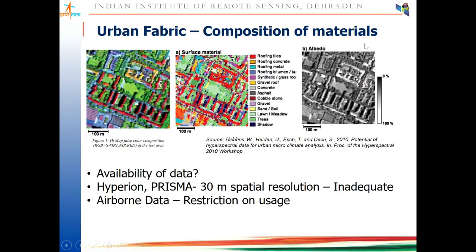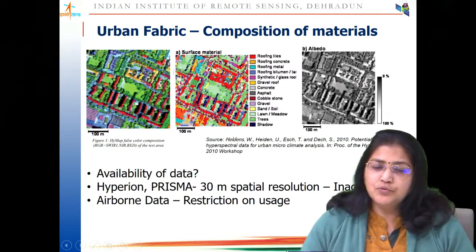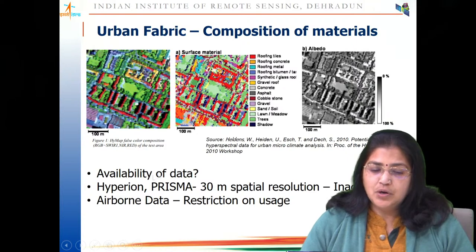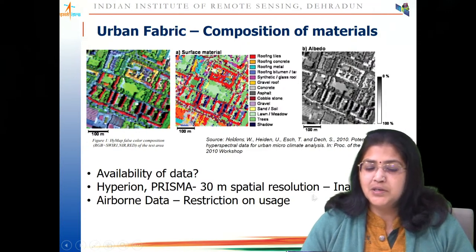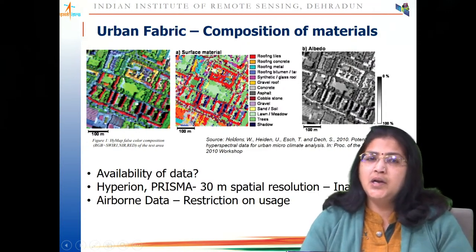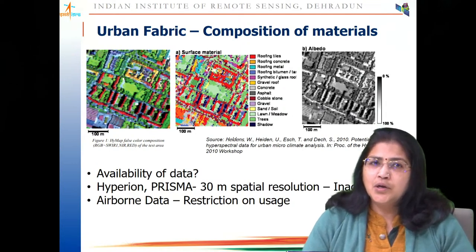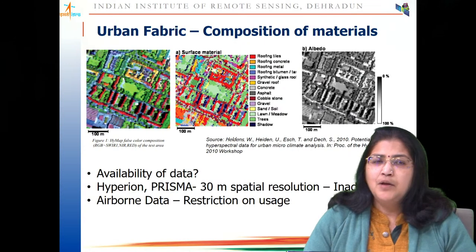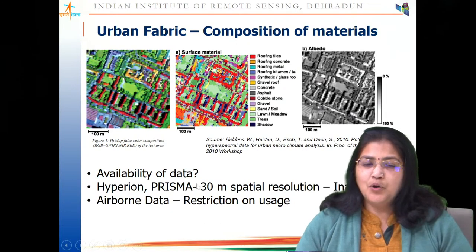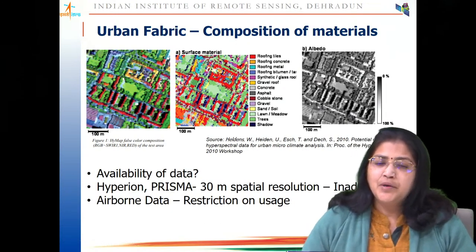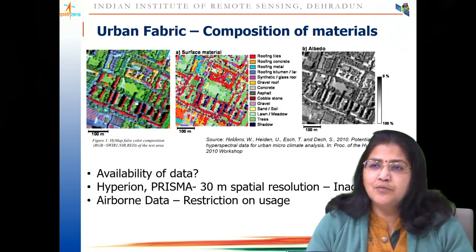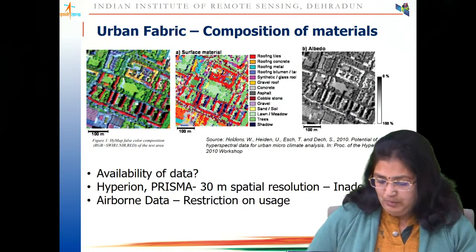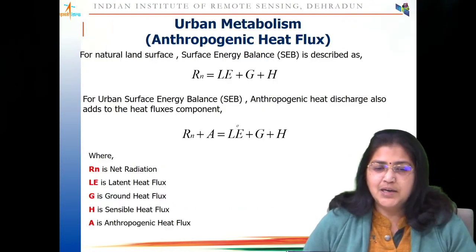So urban fabric is like composition of materials. Here most of the data which is available is airborne data. Like if we talk about Hyperion or Prisma, which have 30 meter spatial resolution, it is an inadequate resolution for studying composition of materials in urban areas. We need data of almost 1 meter or 2 meter resolution, but since airborne data is of limited availability, this aspect is still in the research domain. But definitely with the availability of hyperspectral data, this composition of material albedo can also be studied in detail.